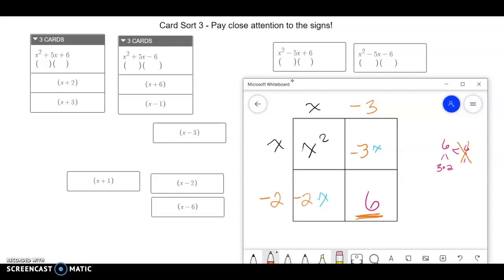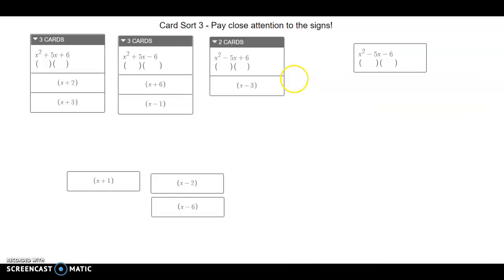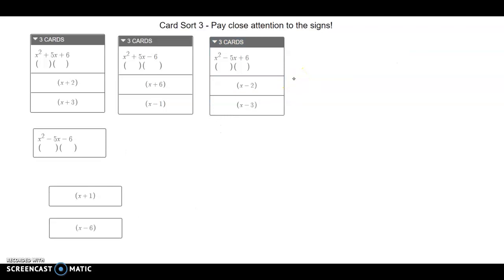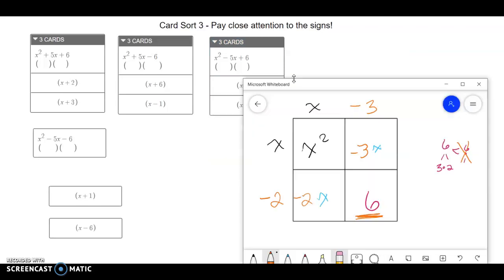So now I'm looking for an x minus 3 and an x minus 2. So let's see. X minus 3 and an x minus 2. So let's make sure our last one works here with this -1 and this -6.